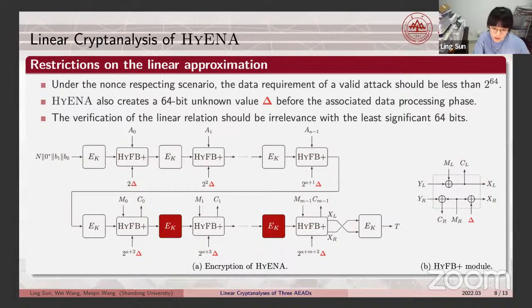Also, there are some restrictions on the linear approximation in the linear attack. Under the non-respecting scenario, the designers claim that for a valid attack, the data requirement should be lower than 2 to the 64, and the time complexity is bounded by 2 to the 128. Beyond that, HYENA also creates a 64-bit unknown value dirt before the associated data processing phase. So the verification of the linear relation should be irrelevant with the least significant 64 bits.